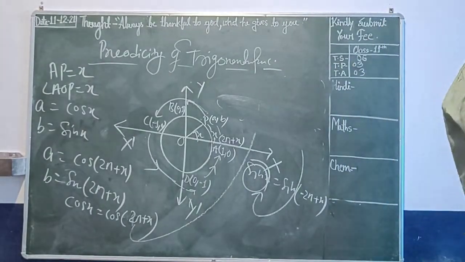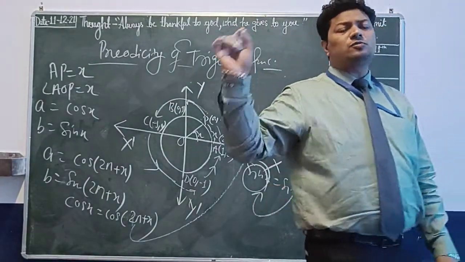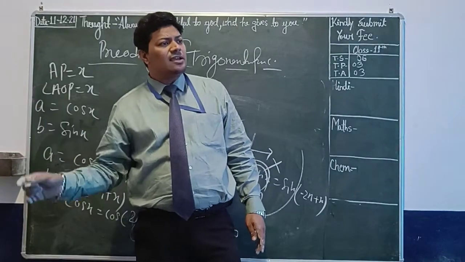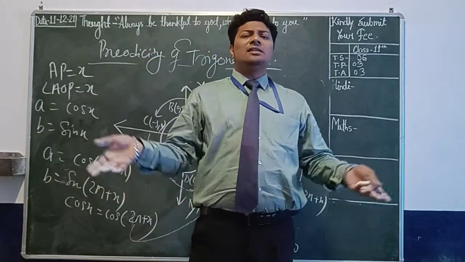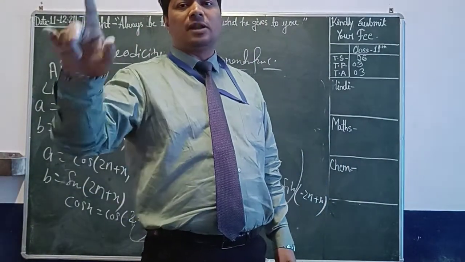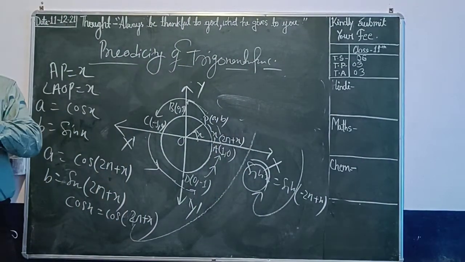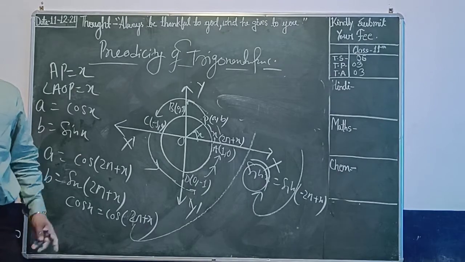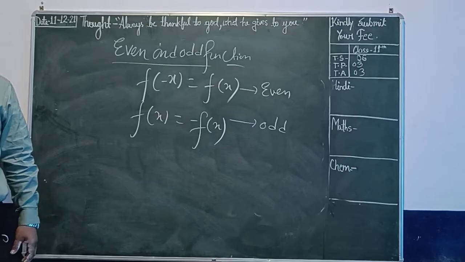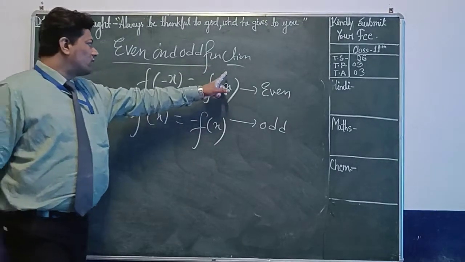Is it clear? Sine is periodic at 2 pi, cos periodic at 2 pi, tan at pi. In the same manner, their reciprocals will also follow. Is it clear? Yes. We will discuss the third topic, even and odd functions, after this. We have to discuss even and odd functions.